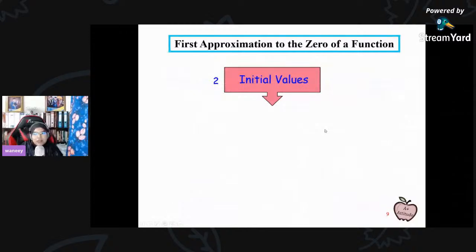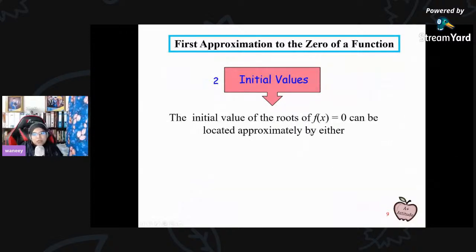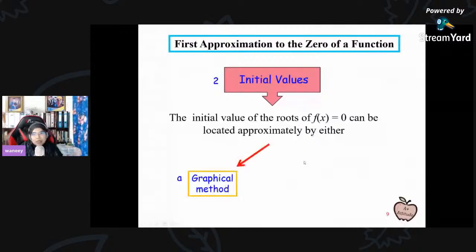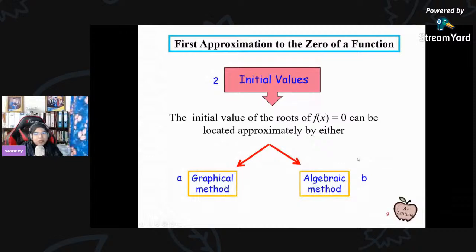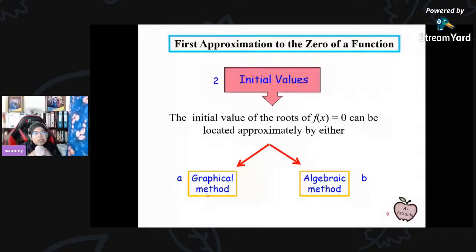Okay, so initial values. The initial value of the root of f(x) equal to 0 can be located approximately by either the graphical method or the algebraic method. You can use the graphical method where you sketch the graph, or the other one, which is the algebraic method.